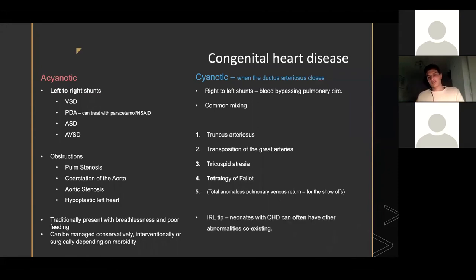Real life tips, okay? In real life, and not in SBAs, kind of criminally, neonates can have a lot of comorbidities. They can have a lot of other congenital heart defects. A kid with transposition can also have an AVSD. A kid with tricuspid atresia could also have hypoplastic left heart. You can have as many of these as you want in one go. So don't think that just because the diagnosis is truncus arteriosus, you can't have anything else going on. In fact, there's a higher risk of having something else if you've got one of these already.